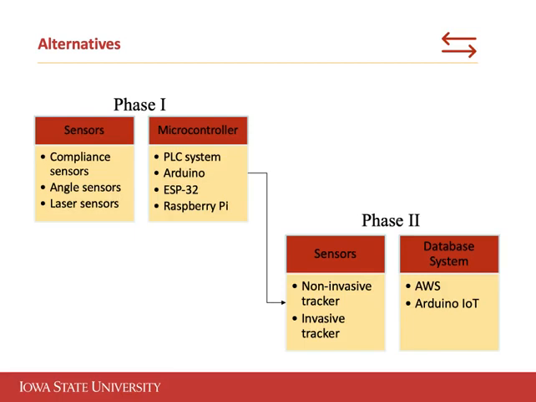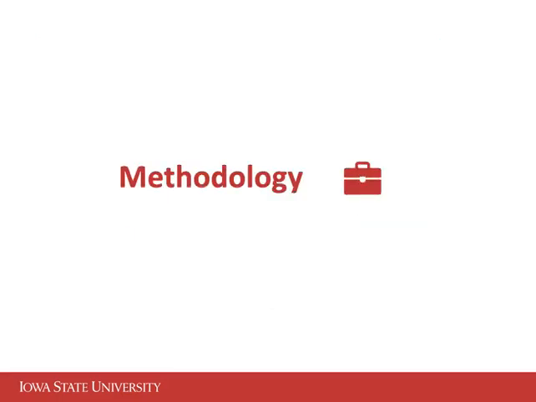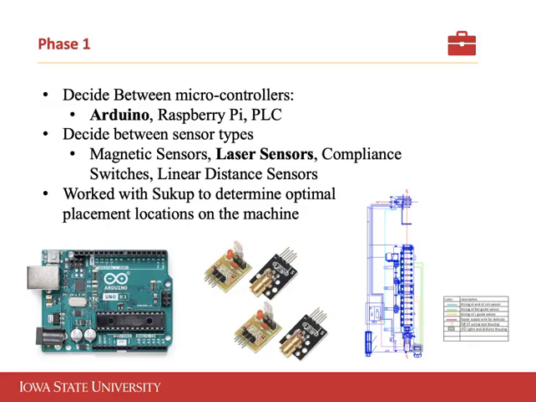Moving to phase 2, similar to phase 1, we needed a sensor that we needed to install, both non-invasive or invasive trackers. And then on a database system side, we looked between Amazon Web Services and then the Arduino IoT Cloud platform. So we'll move here into methods, and Colton will take over.